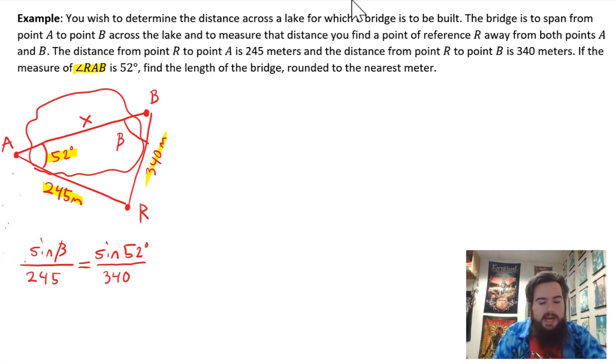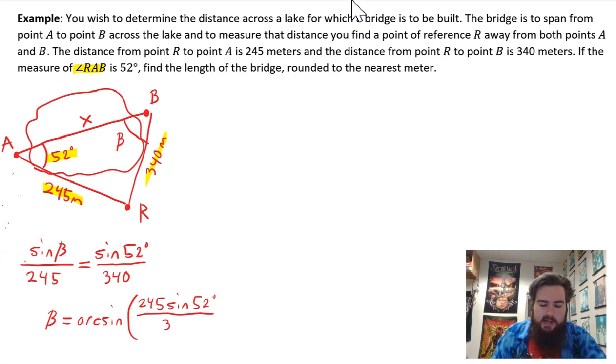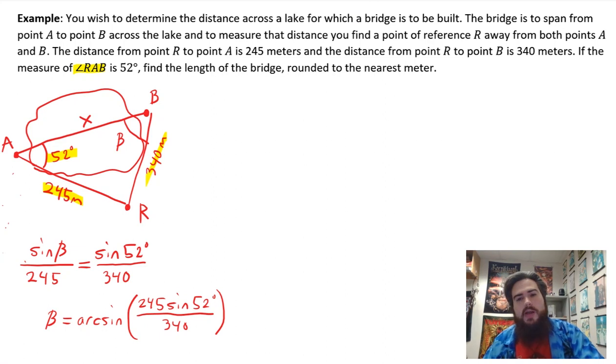If we solve for beta by multiplying both sides by 245 and then taking arc sine of both sides, we should get beta is equal to arc sine of 245 times sine of 52 degrees divided by 340. So I multiplied the 245 over to the right, and then took arc sine of both sides.